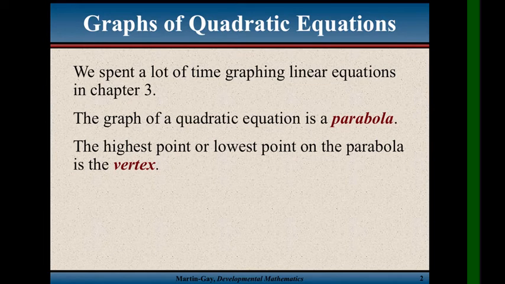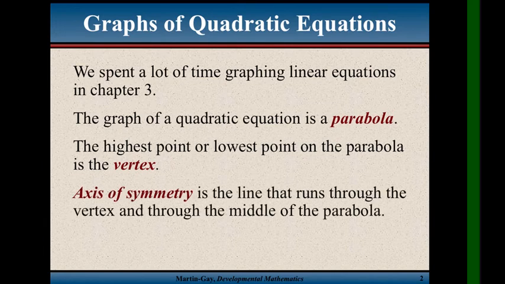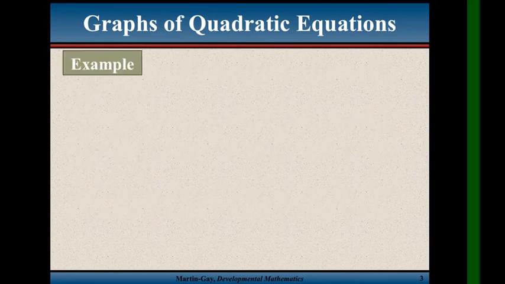The highest point or the lowest point on the parabola is the vertex. The axis of symmetry is the line that runs through the vertex and through the middle of the parabola. Example: graph y equals 2x squared minus 4.